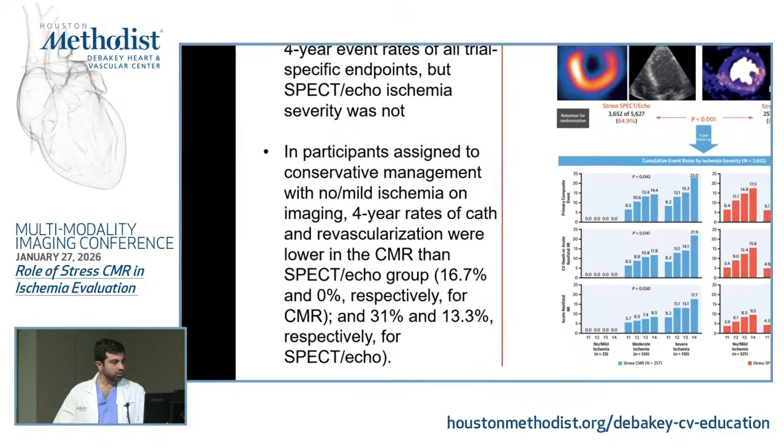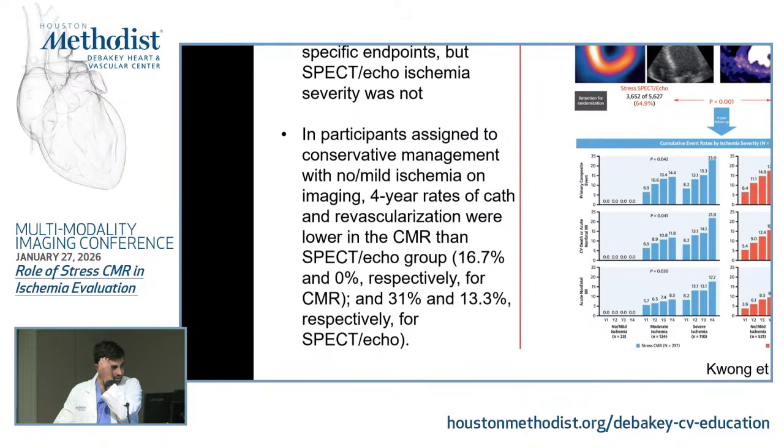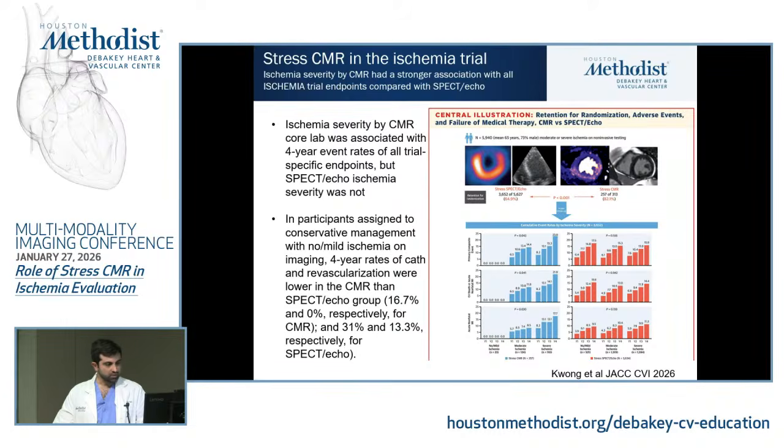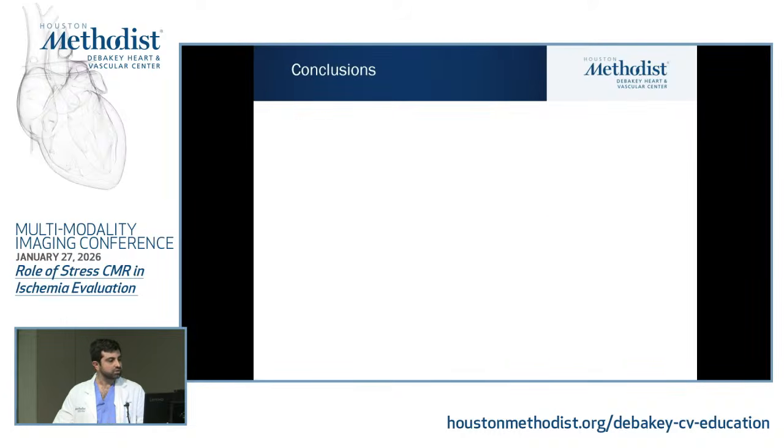So in those who were assigned to conservative management with no or mild ischemia on imaging, the rates of those in the CMR group were significantly lower than those with the SPECT or stress echo. So imagine you get mild or no ischemia on stress echo and SPECT, and you end up with a 30% event rate or 13% event rate when it comes to revascularization, compared to virtually zero with stress MRI. All right. Now, this didn't include PET, so that will be interesting to look at.